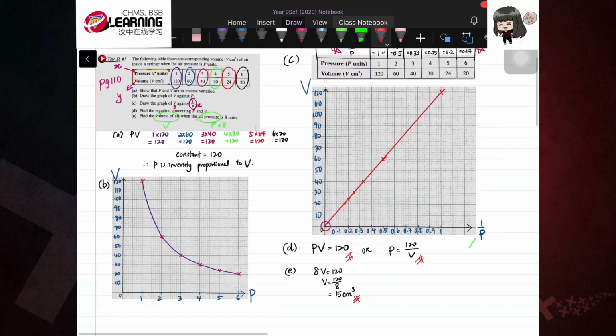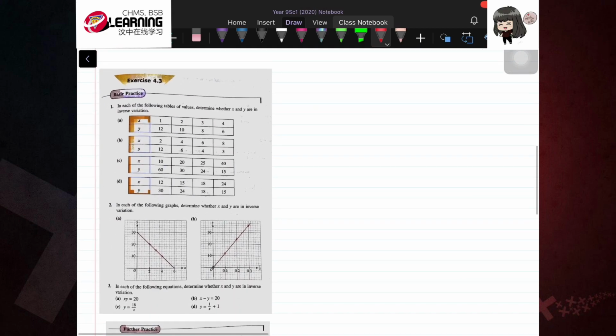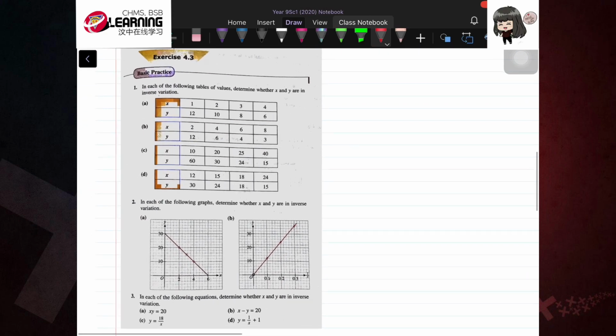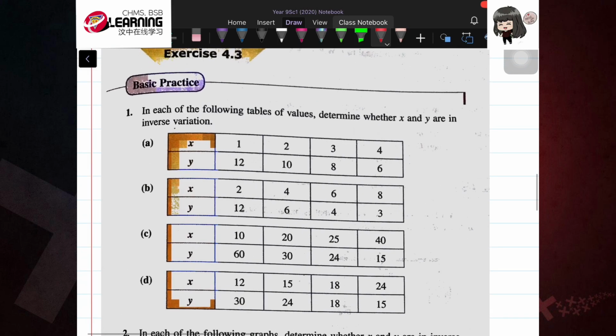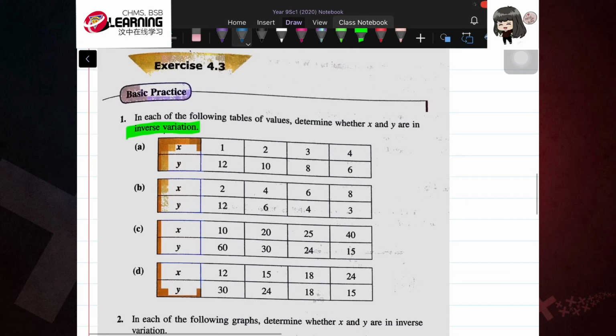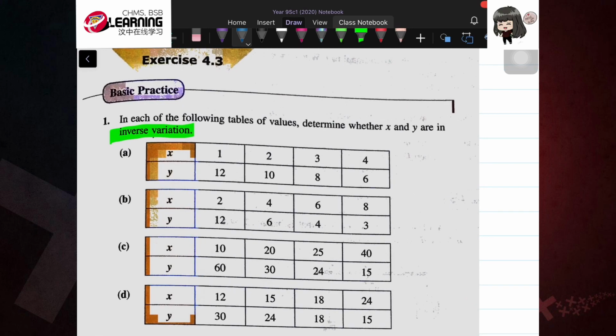Now we proceed to Exercise 4.3, questions 1, 2, 3. Question 1: in each of the following tables of values, determine whether x and y are in inverse variation. To determine whether it's an inverse variation, we find the constant. To find the constant in inverse variation, we multiply x with y. So 1 times 12, and we get 12.